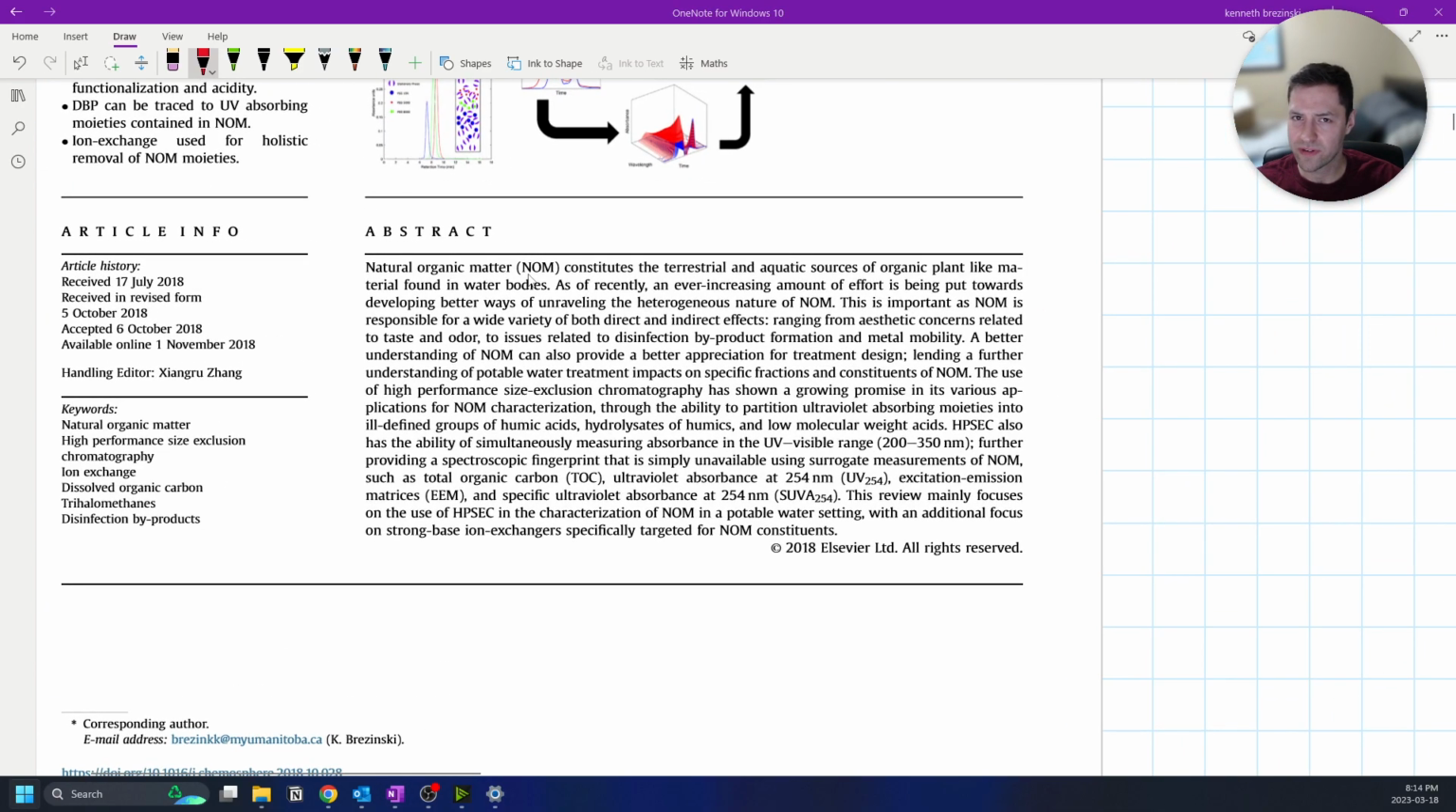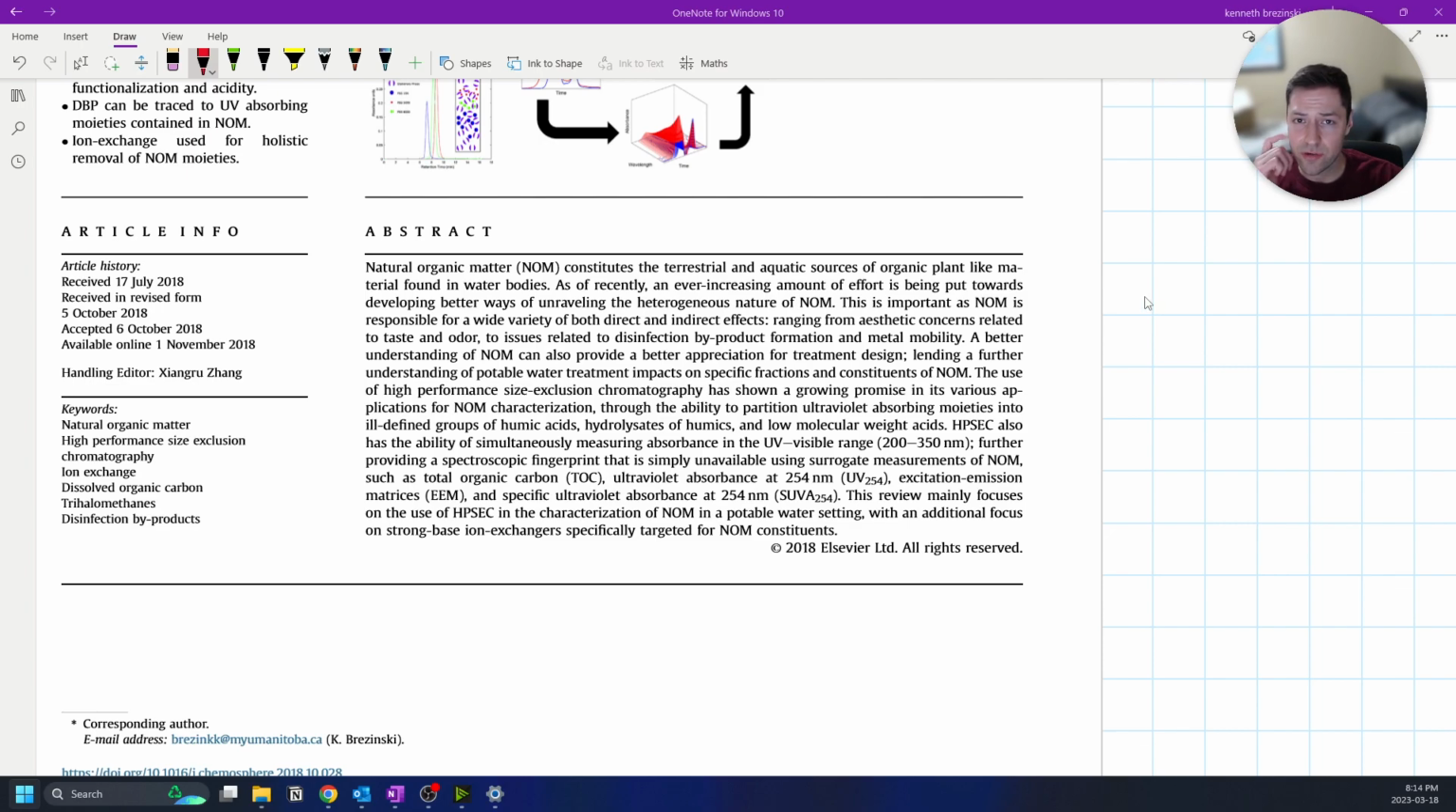So just quickly, natural organic matter constitutes the terrestrial and aquatic sources of organic plant material found in water bodies. If you ever look at a water body and you see a greenish, brownish color, that's most likely due to natural organic matter, which is dead processed plant material.